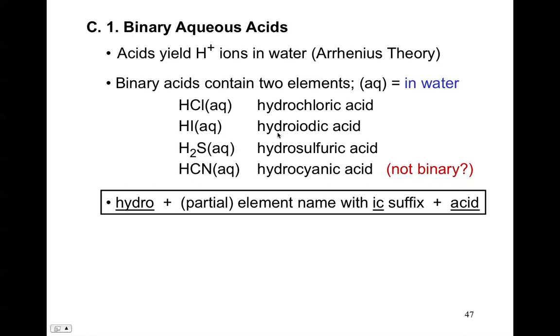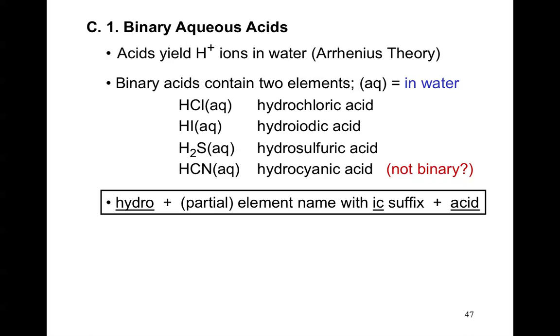For HI, we start off with hydroiodine, right? We drop the -ine part, add ic and acid. So this is hydroiodic acid. In the case of H2S, we'd start off with hydrosulfur. Just add ic and acid, and you're done: hydrosulfuric acid. HCN, we recognize that CN minus is a polyatomic ion. It's one of the ones that you need to memorize. So we name this hydrocyanic acid.